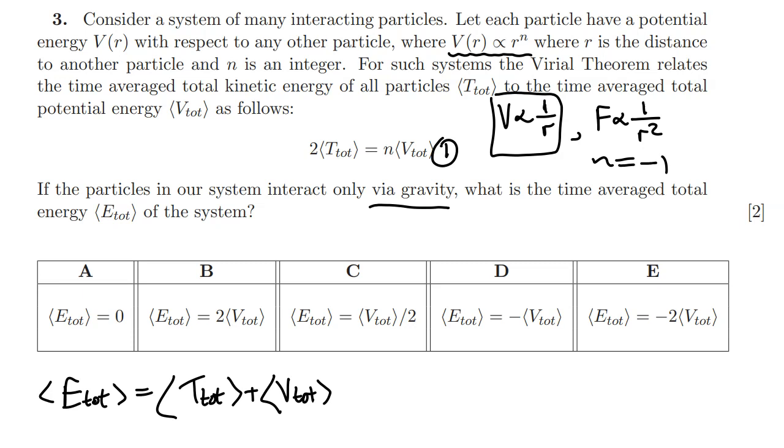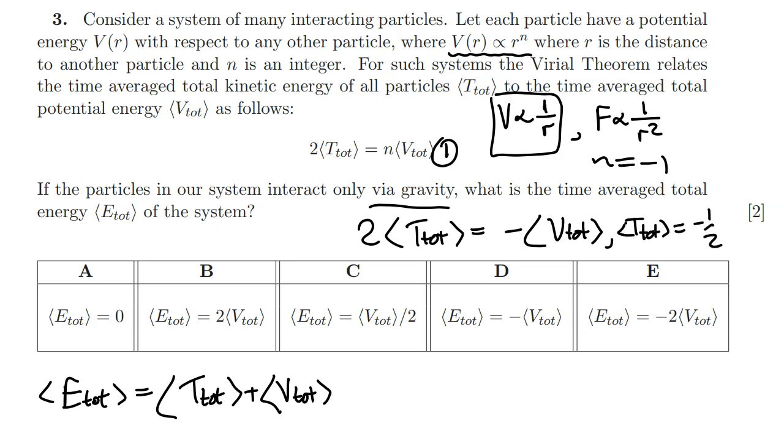So then if we write out equation 1, we have 2 lots of T tot equals -1 lot of V tot. Or rather, T tot equals -1/2 of V tot. Okay, call that equation 2.